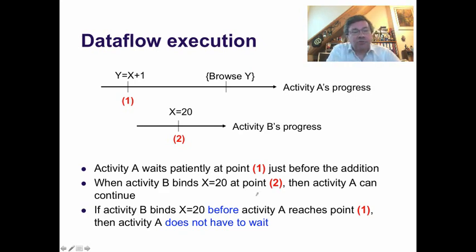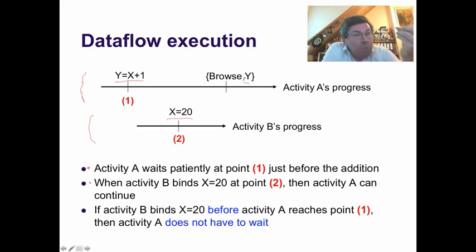So data flow execution, here's a diagram. The first part here is the progress of activity A from left to right. The second part is the progress of activity B. Activity A does y equal x plus 1. And since x is unbound, activity A will wait at that point, at point 1, just before the addition. When activity B binds x equal 20 at point 2, then activity A will continue and eventually it will display 21.